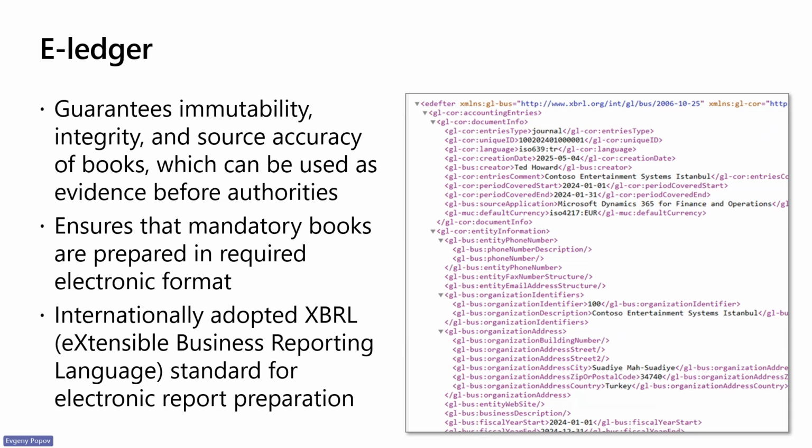And as described earlier, the ledger functionality provides a technical framework that collects general ledger records in a journal book and helps to prepare mandatory books in a generic electronic format that fulfills the legal requirements. Proper maintenance of the journal guarantees general record immutability, integrity, and source accuracy, thus making it possible to use the book as accounting evidence before authorities. The feature that we are providing currently generates the book in the internationally adopted XBRL format.